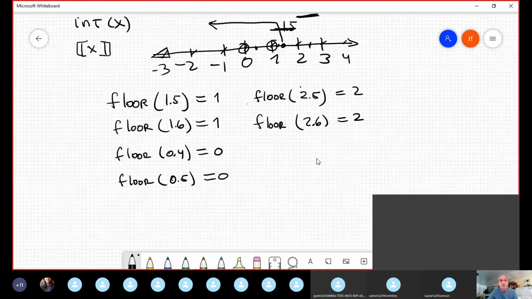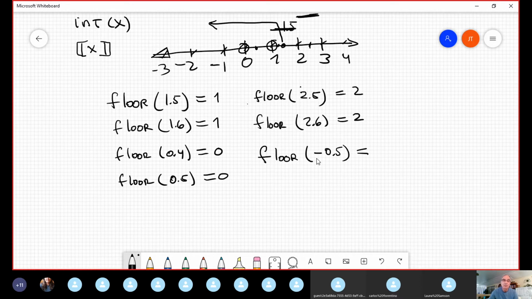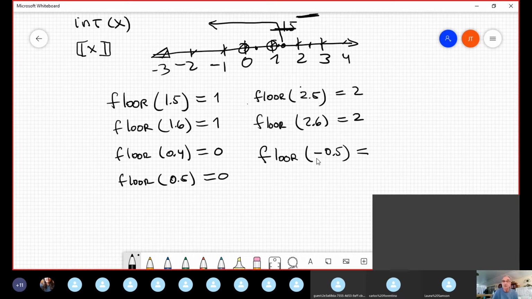Let me try. Suppose floor of -0.5. Who helps me? What is the answer of this? 0. Everyone agrees 0. It's 0.